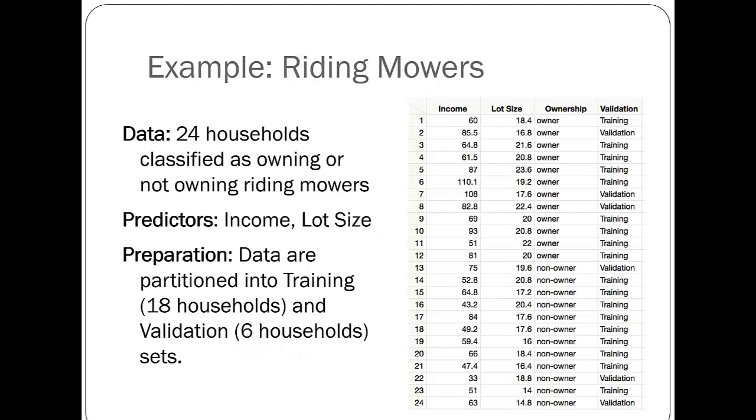Let's go back to our example with the riding mowers. We've got 24 households that either own or don't own riding mowers, and we want to use k nearest neighbors on income and lot size. In order to do this, we're going to partition the data into a training and validation set with a 75-25 split. You can see there are 18 households and 6 households in the training and validation sets respectively.